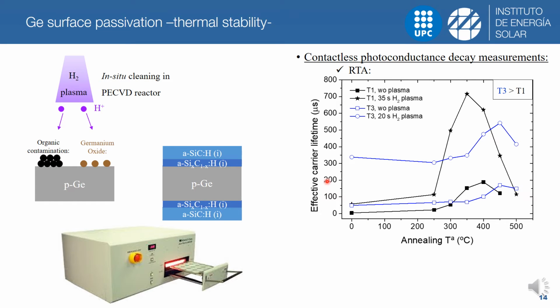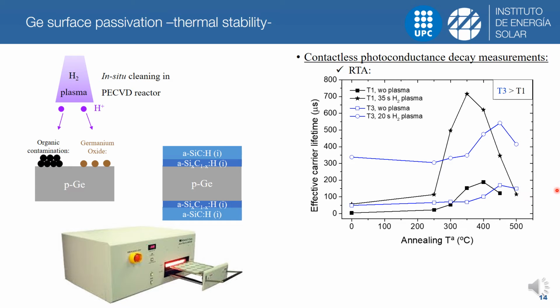In this graph, you can see the effective carrier lifetime as a function of the annealing temperature in forming gas for 60 seconds. You can see the two different process temperatures for the deposition of the amorphous silicon carbide stack. The black line represents the lowest temperature deposition, T1, and the blue line represents the highest temperature deposition, T3.